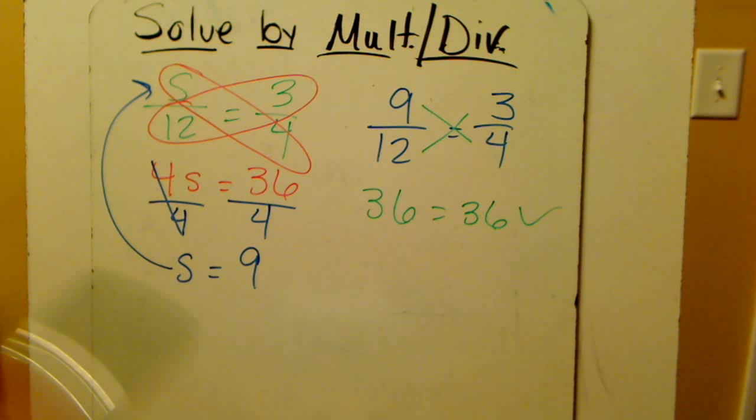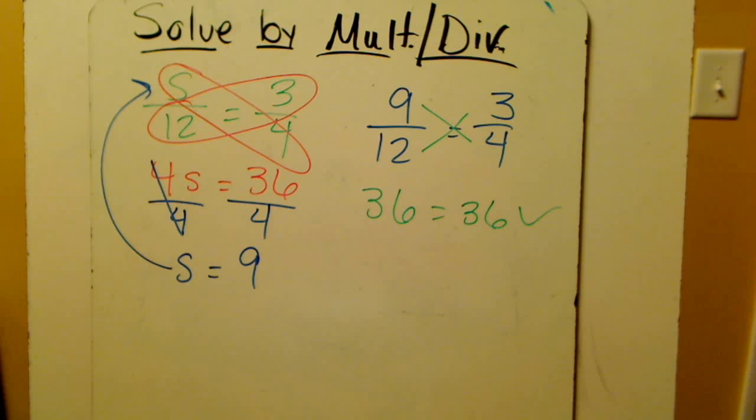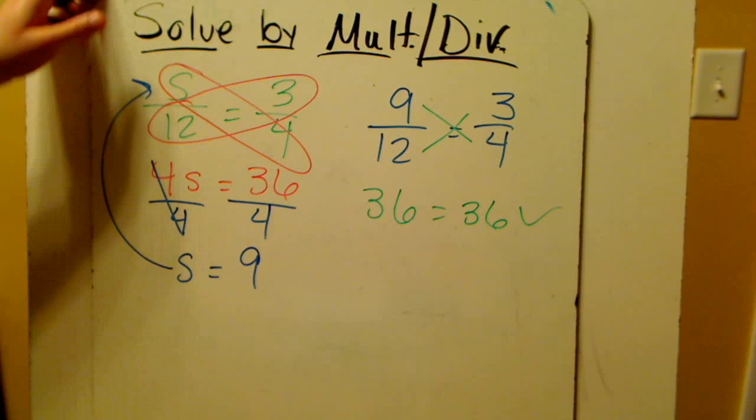The next example says negative 3 3/8 k equals 1 4/5. You can work that one out the same way. In algebra, we always change our mixed numbers to improper fractions. So you would convert it and change it to an improper fraction. That one I'll show you instead.